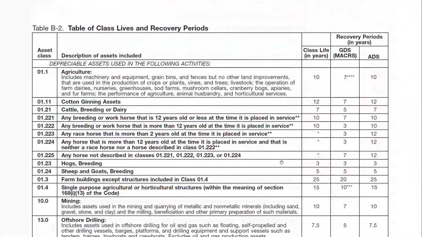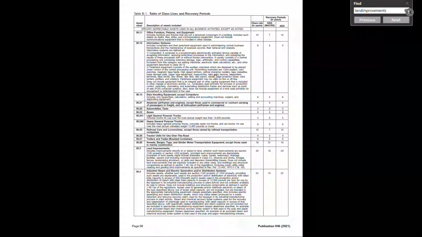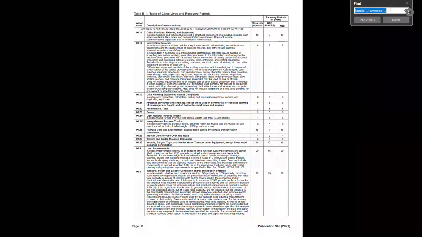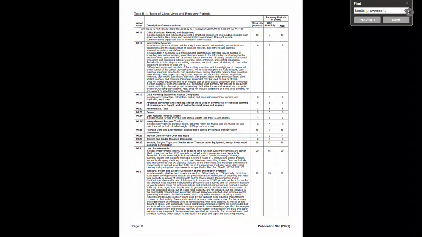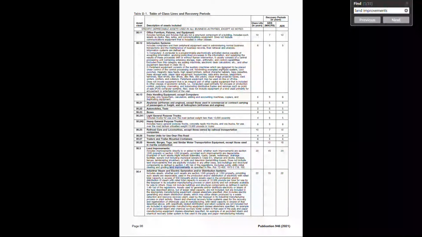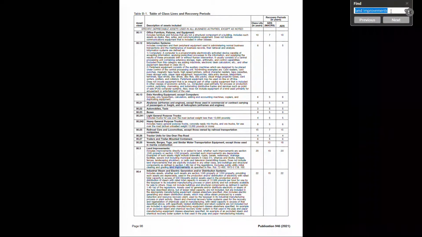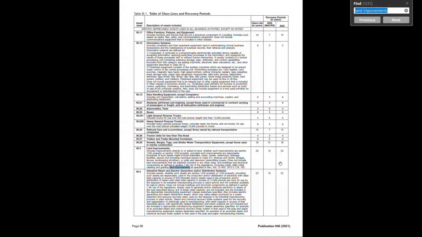B2 is a longer table where you have some activity listed in there. So what I would like to do is a Control F search and find land improvement. I think I should have a space there, that's why it's not searching correctly. So I'm going to search this land improvement. As you can see, table 1 has land improvement. That's a general land improvement. It has 15 years GDS life and 20 years ADS life.